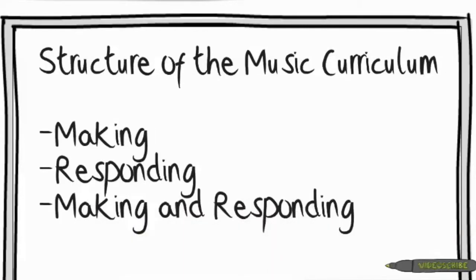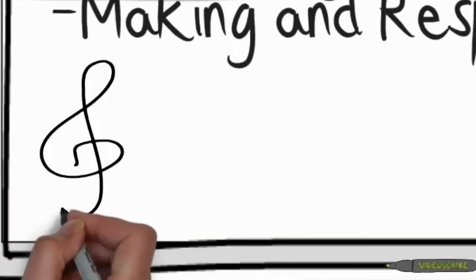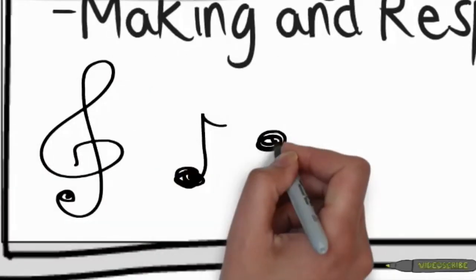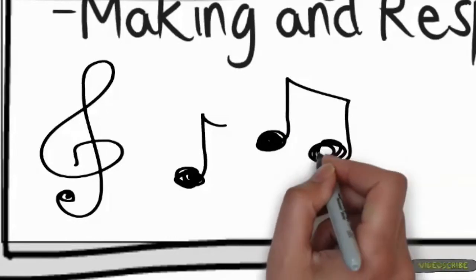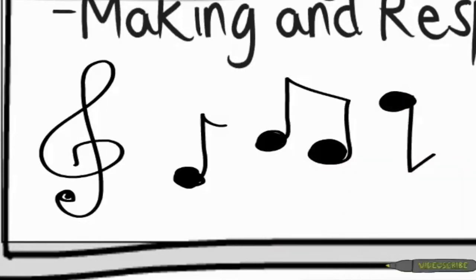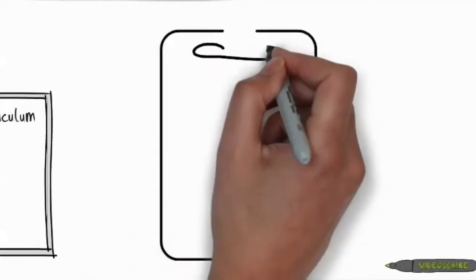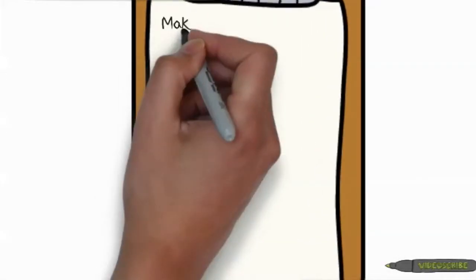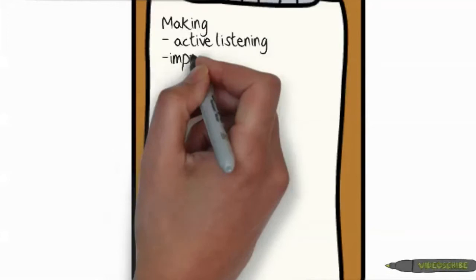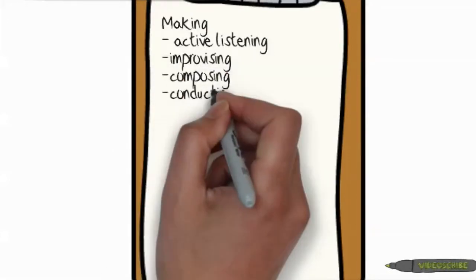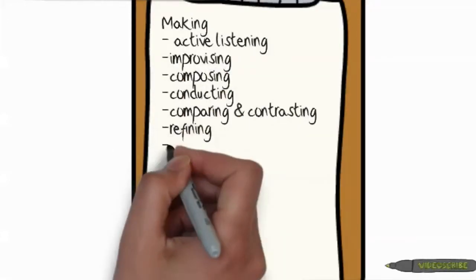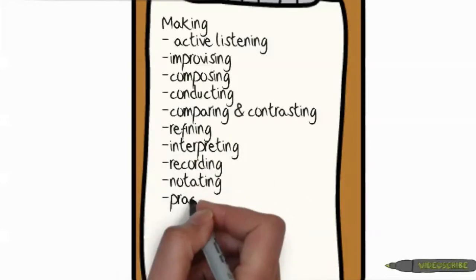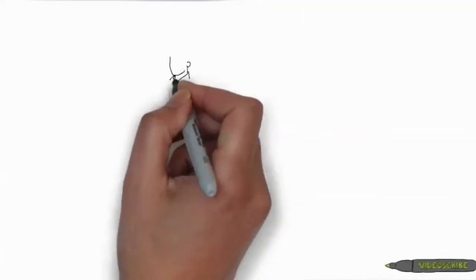Learning in music. As stated earlier, the arts curriculum is ideally organised into 3 sections: making, responding and making and responding. Making in music involves active listening, imitating, improvising, composing, arranging, conducting, singing, playing, comparing and contrasting, refining, interpreting, recording and notating, practicing, rehearsing, presenting and performing.